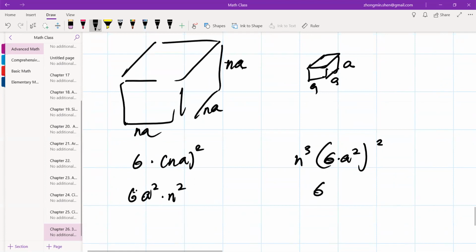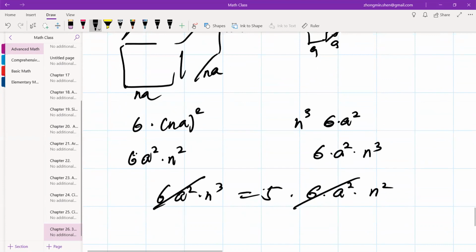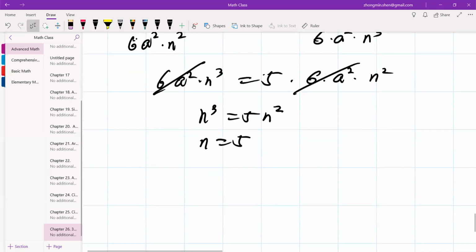Wait a minute. Okay, so 6a squared times n cubed. So the more surface area now, but it should be equal to 5 times that. Then you get n cubed equals 5 times n squared. Now you simplify this, then n must be equal to 5. Okay, so that's 5. You just needed to know how to calculate the surface area.